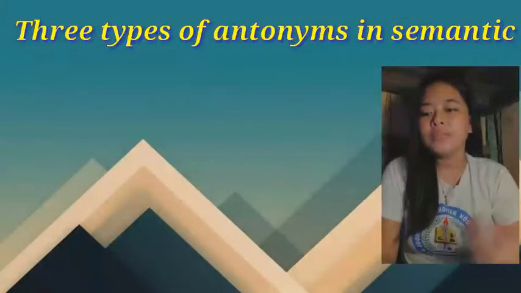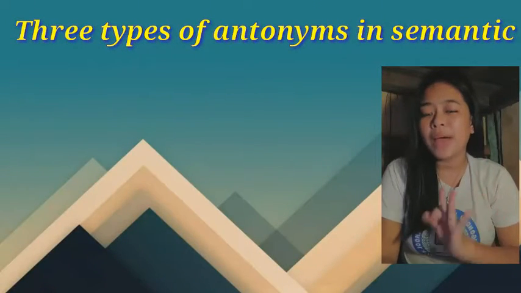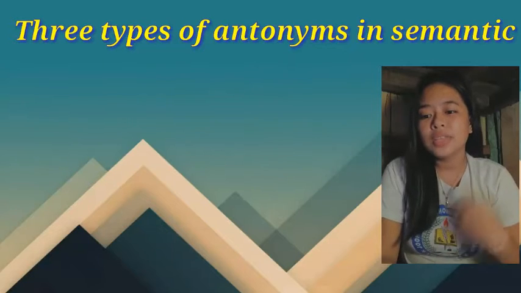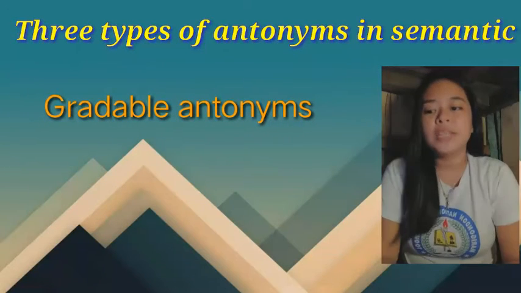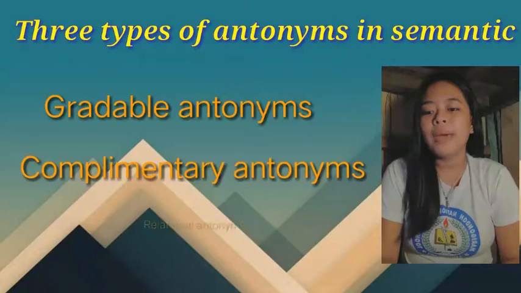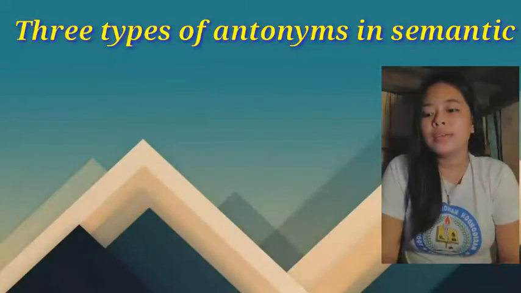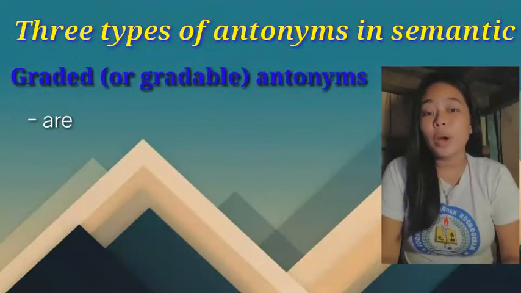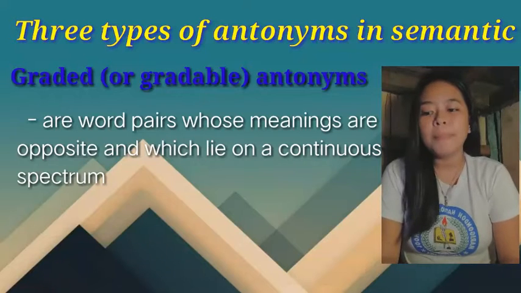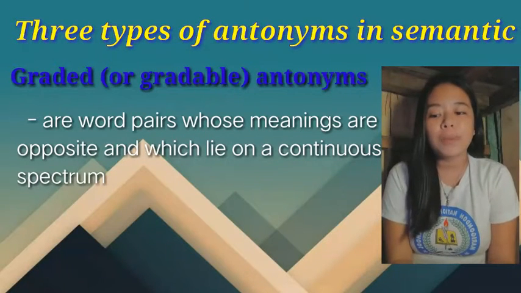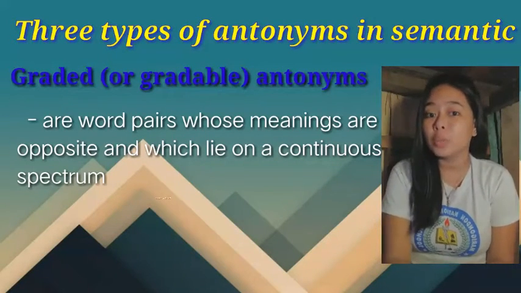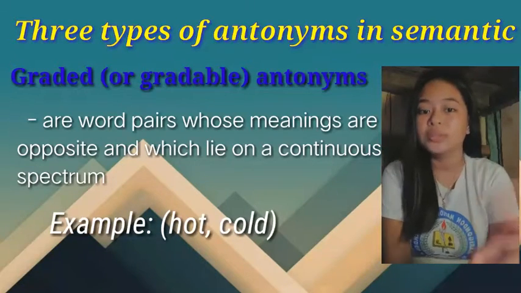Further to that, let's move on to knowing the three types of antonyms in semantics. These are the gradable antonym, complementary antonym, and the relational antonym. Gradable antonyms are word pairs whose meanings are opposite and which lie on a continuous spectrum, and the best example for this one is hot and cold.